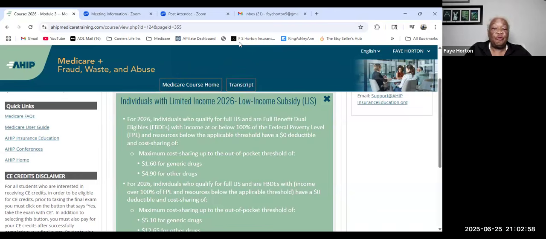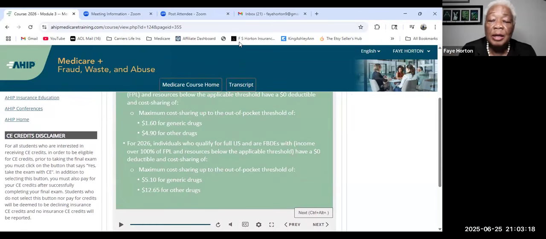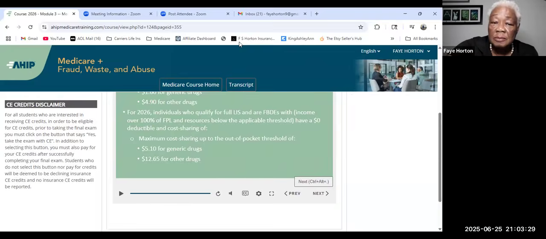If they qualify for full LIS and are also full benefit dual eligibles with income over 100% and resources below the applicable threshold, their maximum out of pocket cost would be zero for the deductible and $5.10 for generics and $12.65 for other drugs.